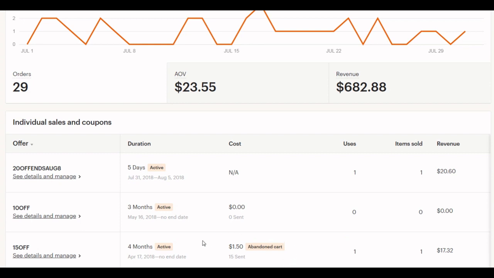subtracting the cost for 15 emails that went out to customers that added something to cart and then abandoned it, which cost $1.50 because these cost 10 cents an email. So I still made about $3. That's okay. I'm going to keep running this sale without ever setting an end date, because you never know when it might work and it actually doesn't cost that much.